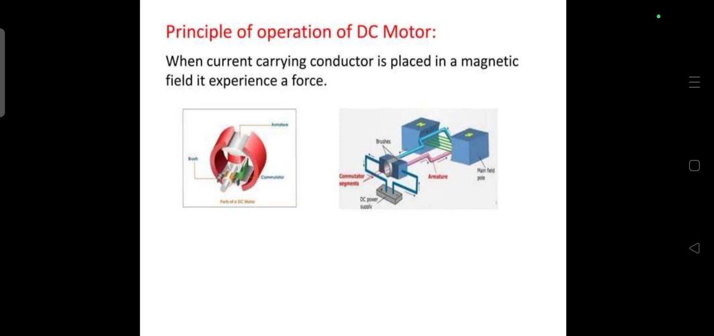Next one is the principle and operation of DC motor. When a current carrying conductor is placed in a magnetic field, it experiences a force. That force is called mechanical force.